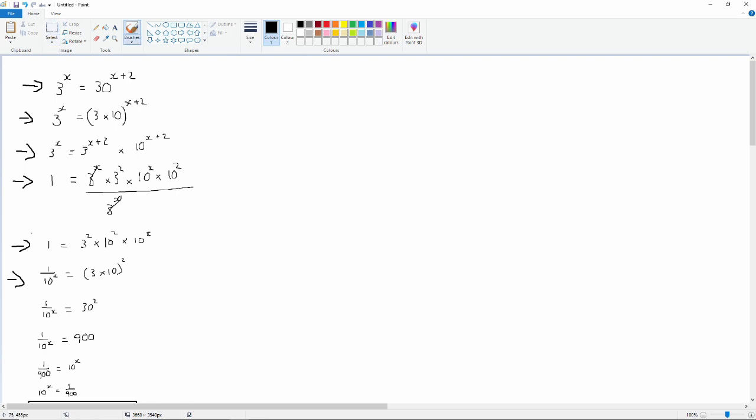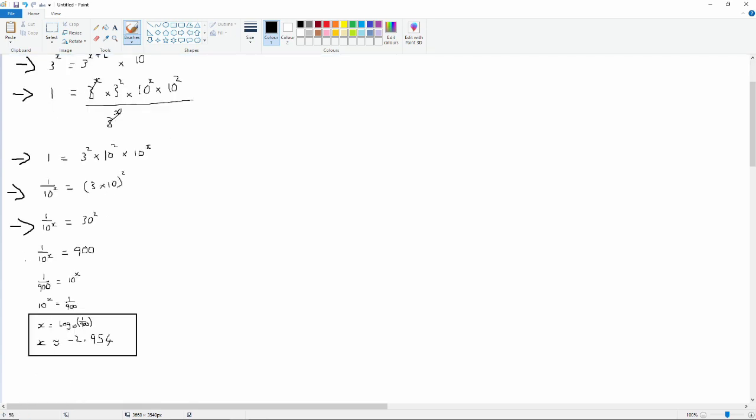Okay, so the next line we have, well, all I've done is multiplied the 3 by the 10 again, and that's 3 times 10 is 30, so 1 over 10 to the power x is equal to 30 squared. So that's just arithmetic again, 3 times 10 is 30. And now this one, again, all I've done is arithmetic.